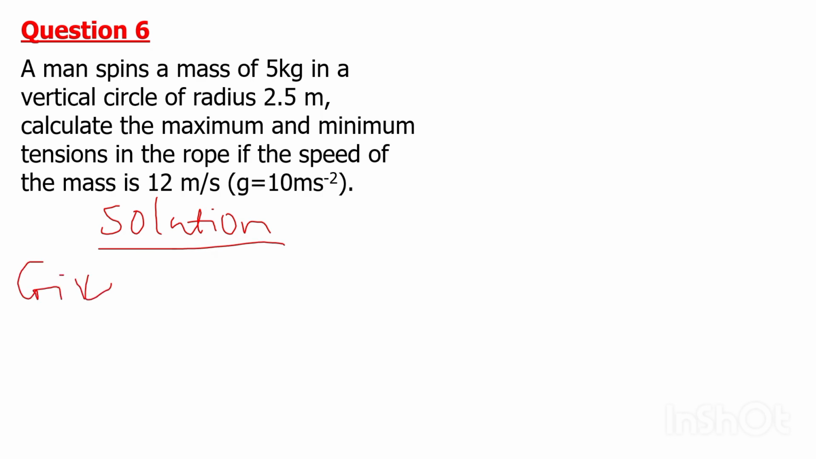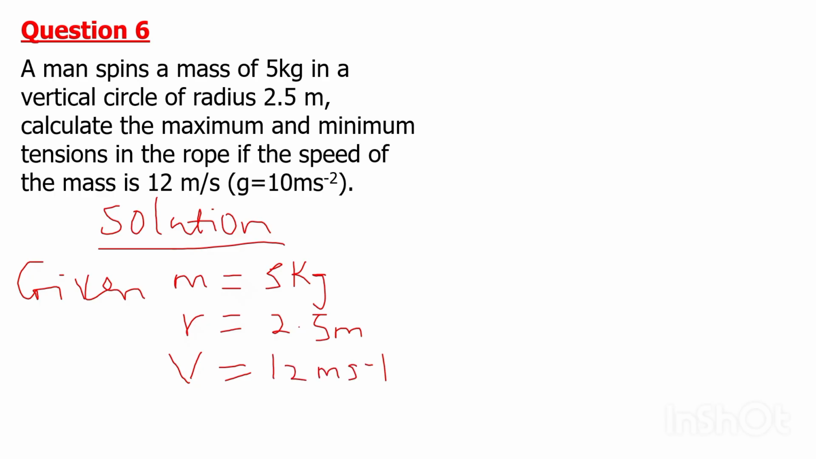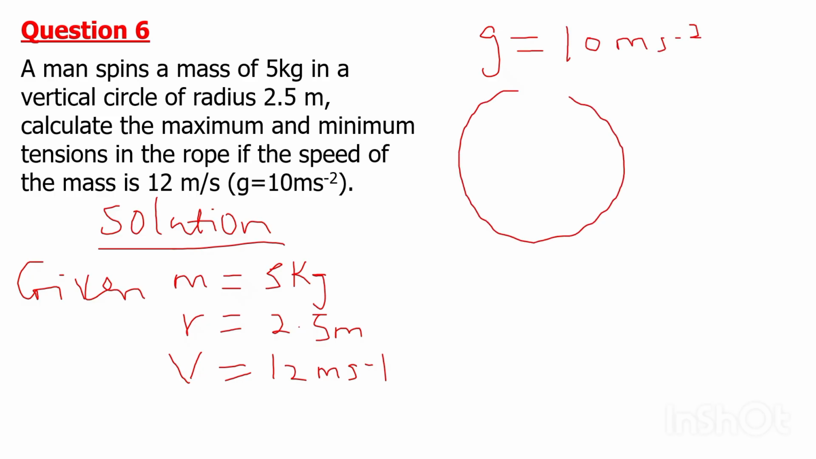Given: mass is given as 5 kg. Radius is given as 2.5 meters. V, that's the speed, is given as 12 meters per second. And g is given as 10 meters per second squared. Now, if we have a vertical circle, we center, and then this is the radius R, which is given as 2.5.